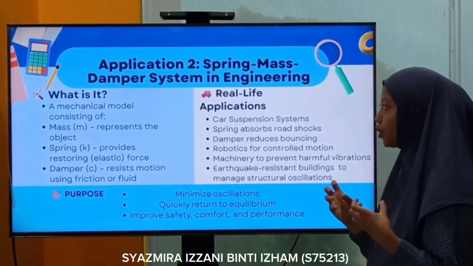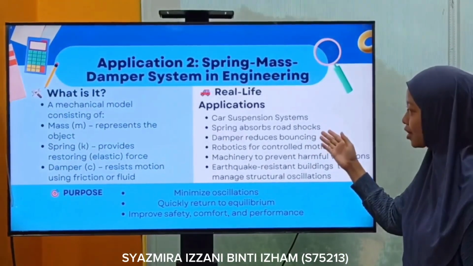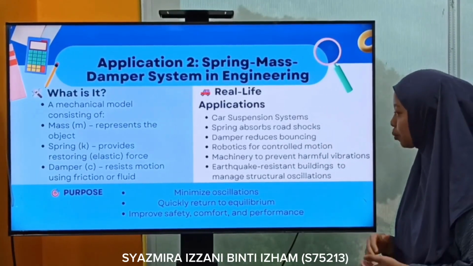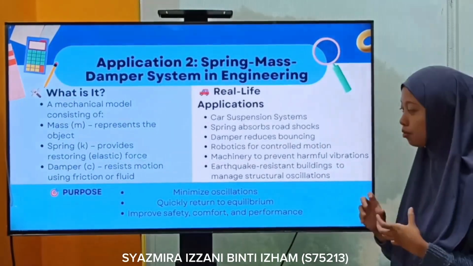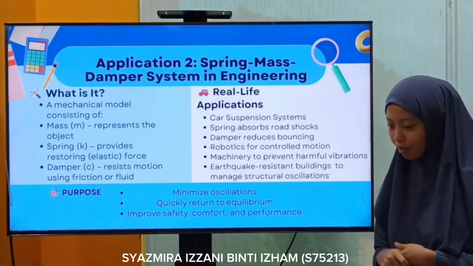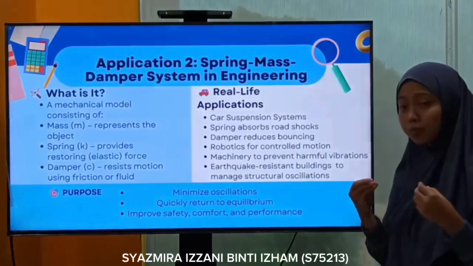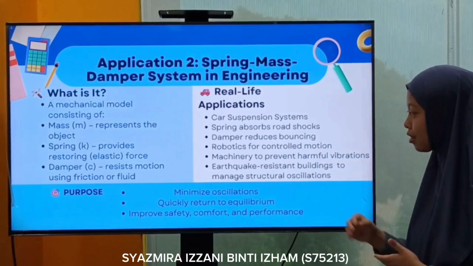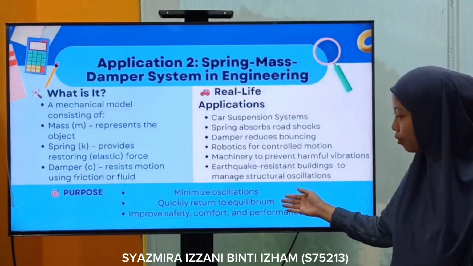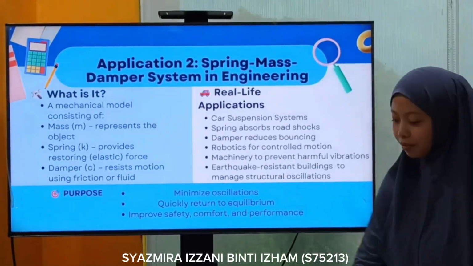Real-life applications of the spring mass damper system: we can look at car suspension systems, where the spring absorbs road shocks and the damper reduces bouncing; robotics for controlled motion; machinery to prevent harmful vibration; and earthquake-resistant buildings to manage structural oscillation. What is the purpose of a spring mass damper system? It is to minimize oscillation, quickly return to equilibrium, and improve safety, comfort, and performance.